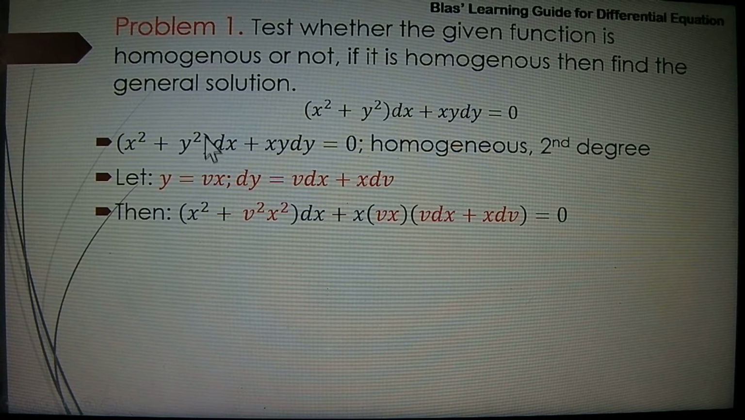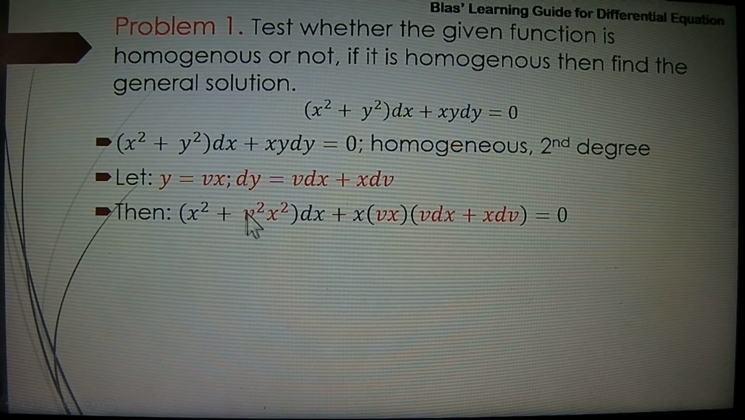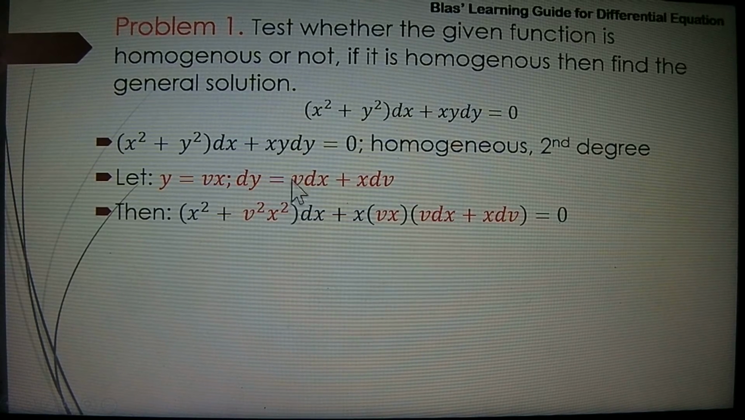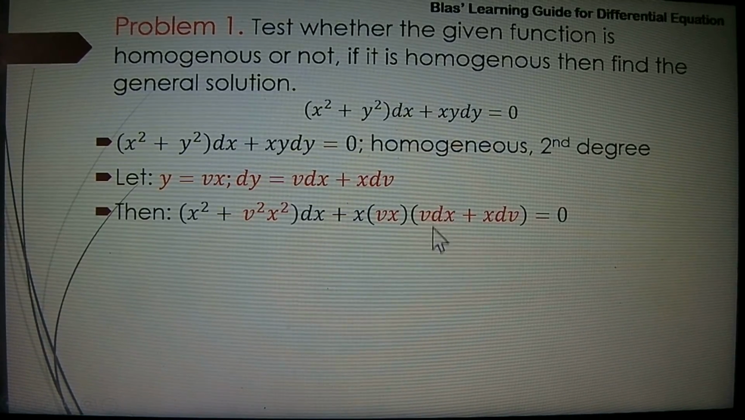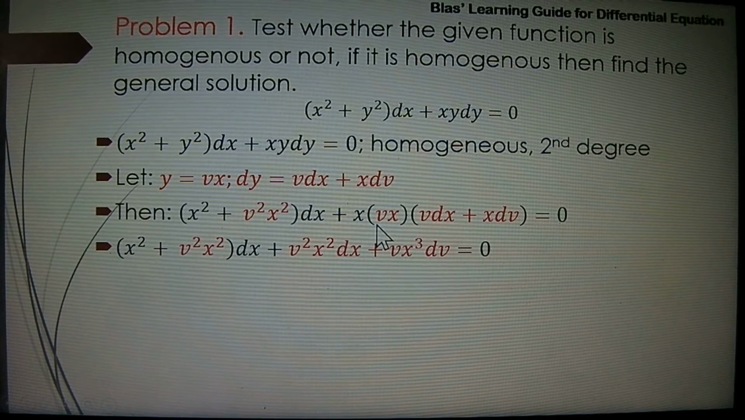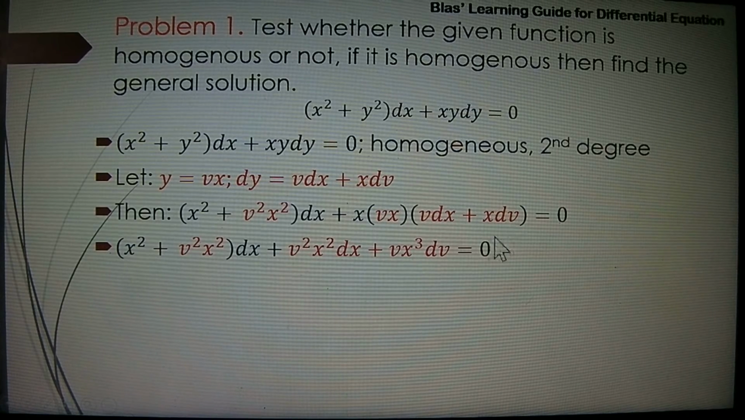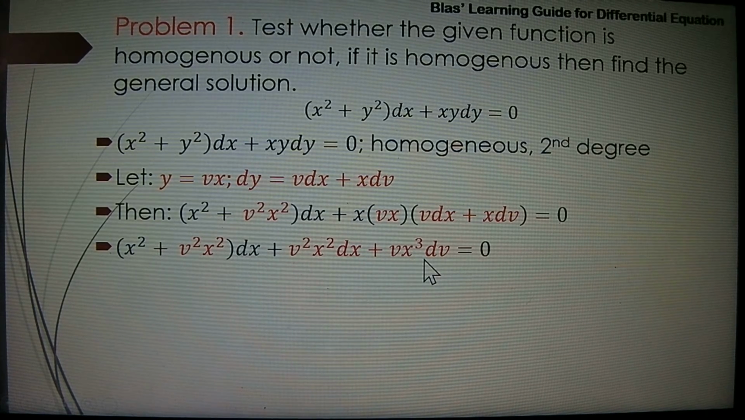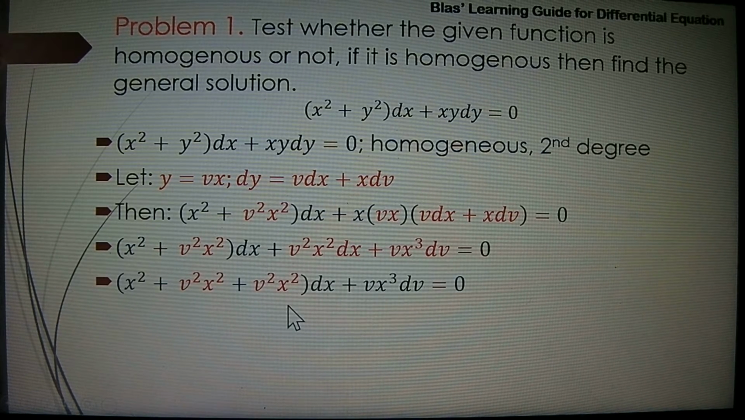So y squared will be substituted by bx, so it becomes b squared x squared. y becomes bx. dy becomes b dx plus x db. So this will serve as our dy. Solving further, that will be x squared plus b squared x squared, times dx. We multiply this, it becomes b squared x squared dx, and this one multiplied by x db is bx cubed db. And again, we shall sum all the like terms.